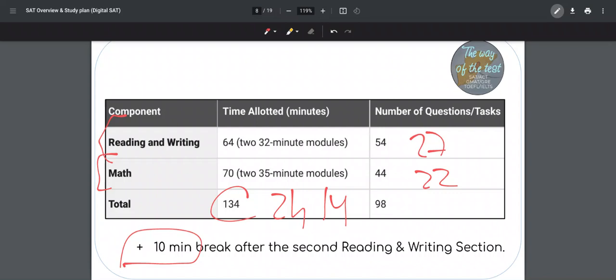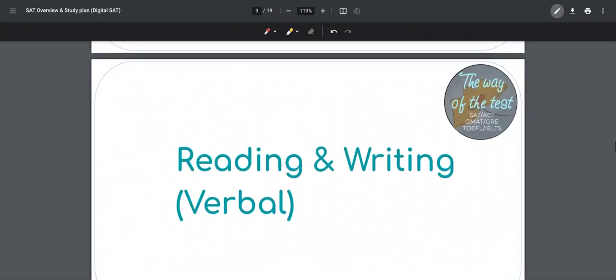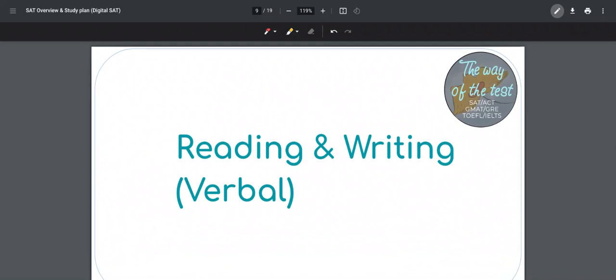Now we're going to see each section, the breakdown of each section. We're going to start with the verbal section, reading and writing.